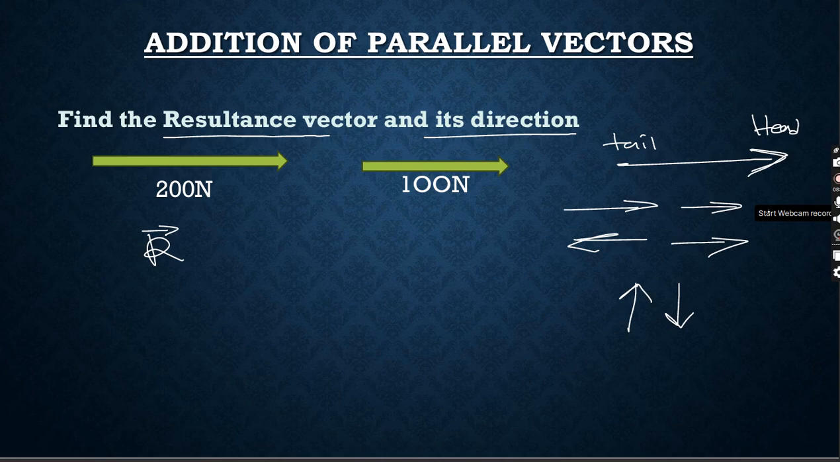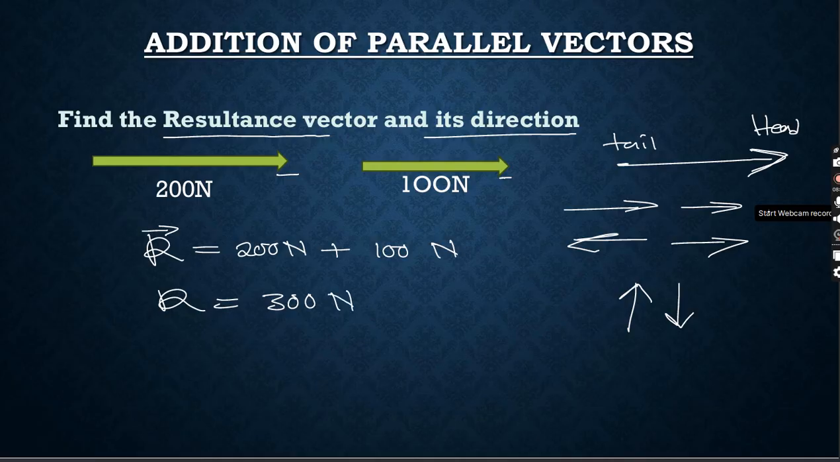Okay, so how do we add vectors which are pointing in the same direction? As you can see, these vectors are pointing in the same direction. So when two vectors are pointing in the same direction, the resultant vector is found by adding the two. We add 200 Newton plus 100 Newton, so our resultant vector is 300 Newton. What about the direction? Because what we've just found is the magnitude.